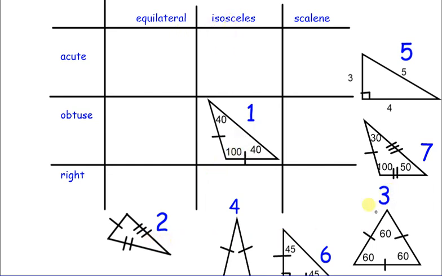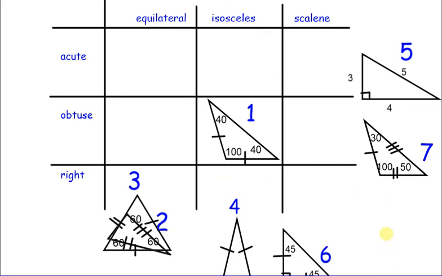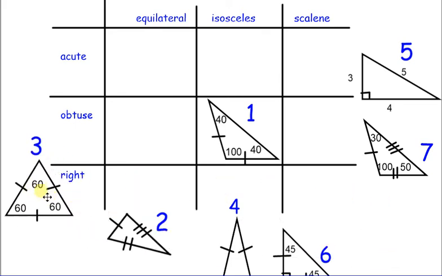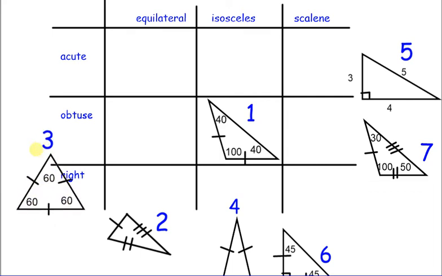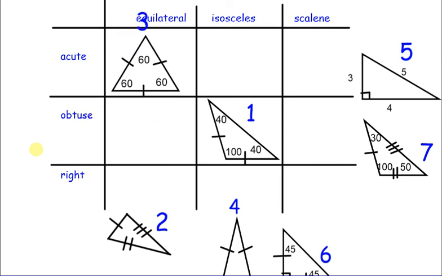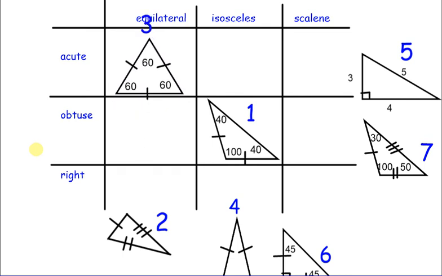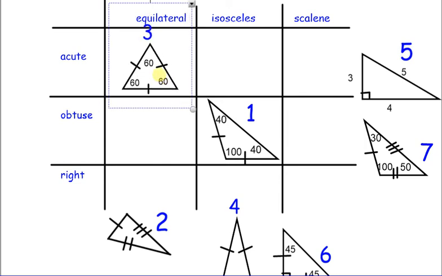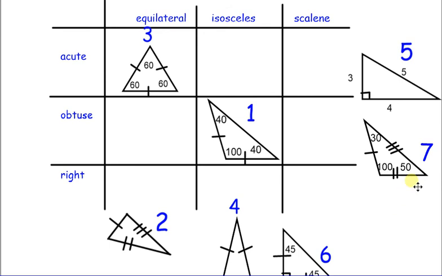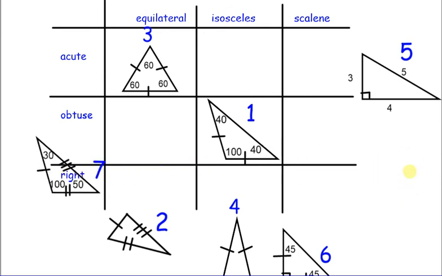All right, let's do number 3 here. So number 3, they are all 60-degree angles, and all of the sides are congruent. So your flag should go off that that is equilateral, and if all of the angles are under 90 degrees, it's going to be acute. So equilateral and acute. I'm going to make that just a little bit smaller. There we go.